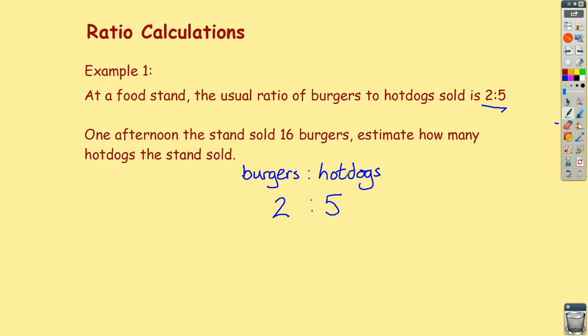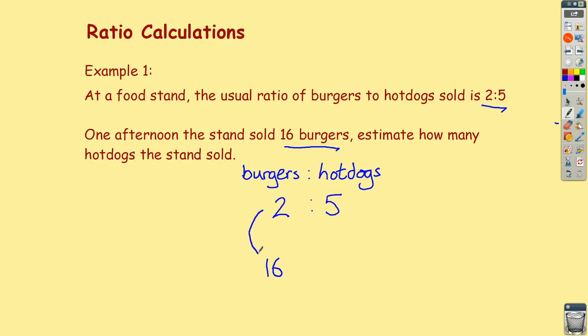Okay, the next thing we're asked to do is figure out how many hot dogs were sold on a particular day if we know that they sold 16 burgers. Okay, so it says on one afternoon the stand sold 16 burgers. Estimate how many hot dogs the stand sold. So you know you're going to have to work out how many hot dogs were sold for these 16 burgers. It means we need to put the 16 on this side. Okay? It's burgers, so it has to stay on this side of the ratio.